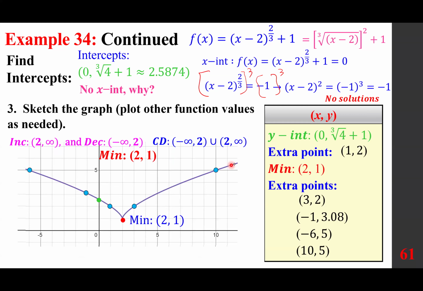Put them together. And notice the function is decreasing here. The function is increasing here. Clearly, it shows that. The function is concave down here, and concave down here. It clearly shows that.